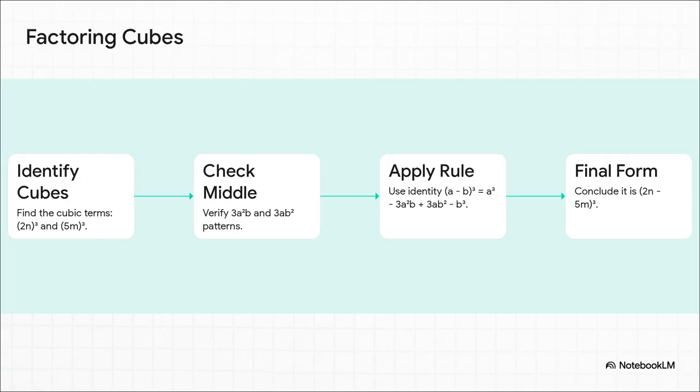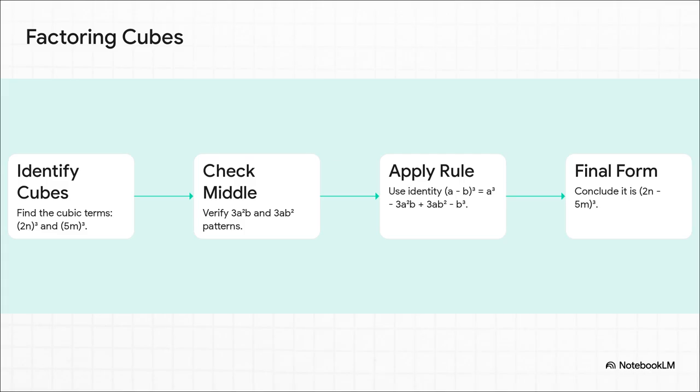Let's actually see this in action with a highly complex exam-level question. Look at this monster expression, 8n cubed minus 60n squared m plus 150m squared minus 125m cubed. On a test, that looks absolutely terrifying. But watch how easily we can break it down. Step 1. Look at the ends. 8n cubed is just the cube of 2n, and 125m cubed is just the cube of 5m. Boom! We just found our a and our b.